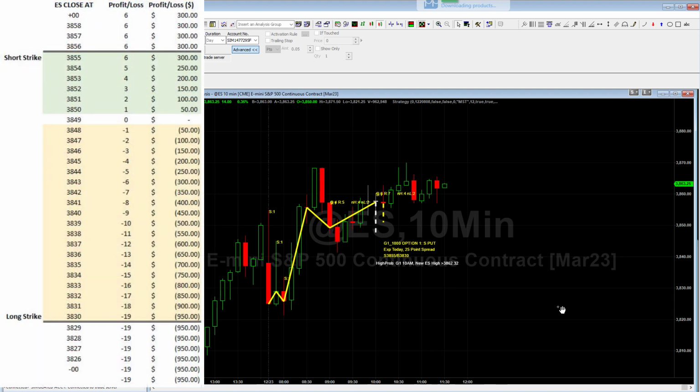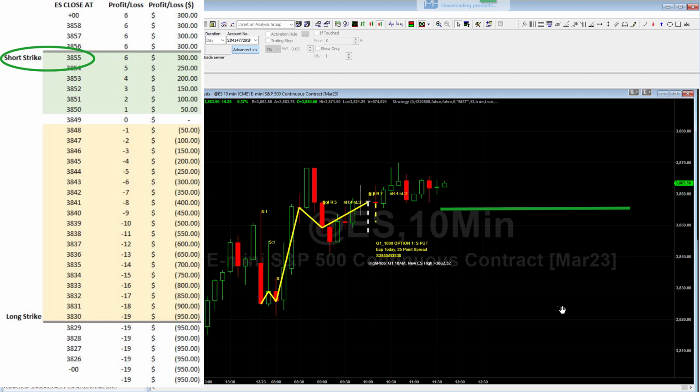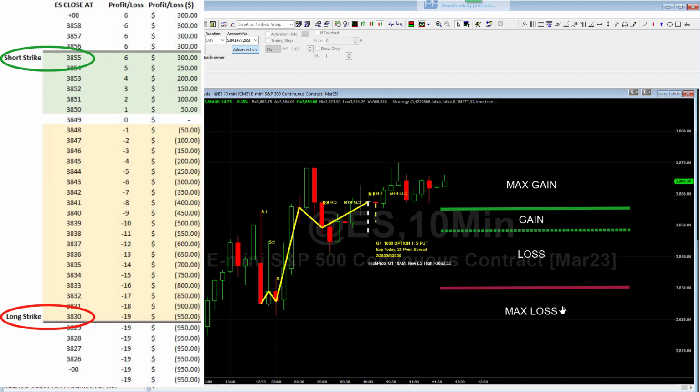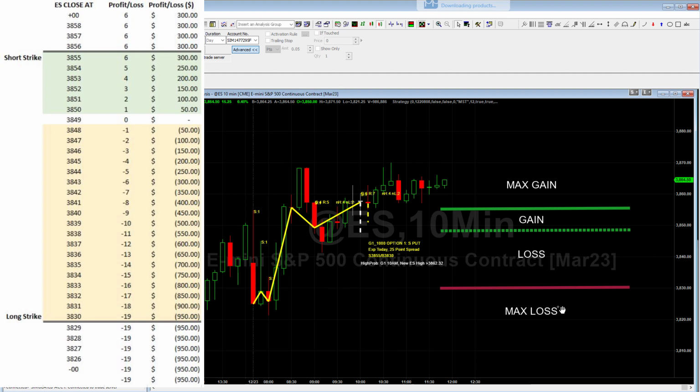So what I have here is a graphic showing the different levels that the S&P would close at and what our profit or loss would be for the day. The first thing I want to point out is when we do a put spread, we're selling a put, and in this case we sold the 38.55. We're also buying a put at 38.30, and so that creates a 25-point vertical put spread that we're selling in essence. What we want is for the market to either stay at the same level or trade higher. If it closes above 38.55, then we keep the $300 premium that we collected on this trade.